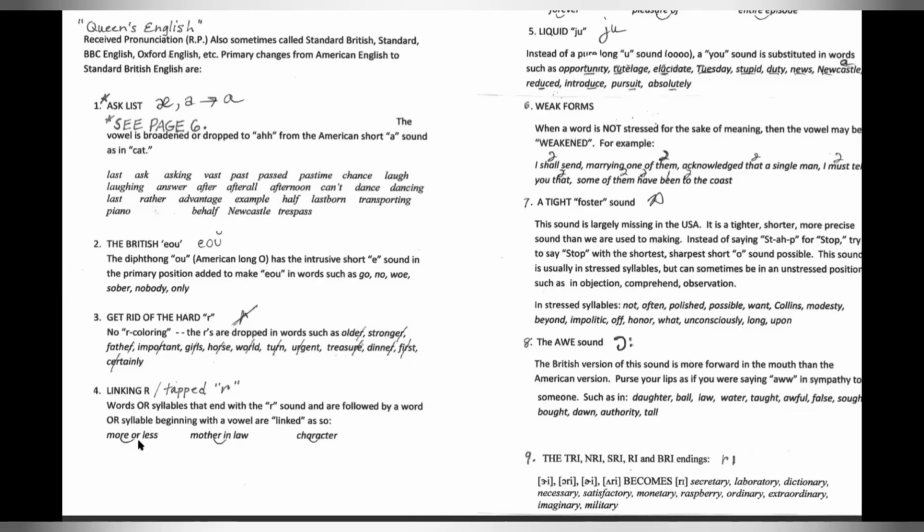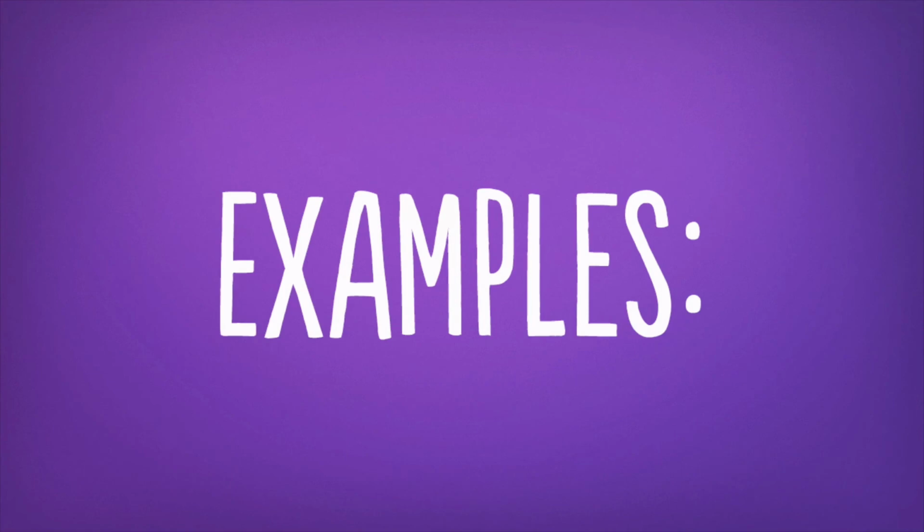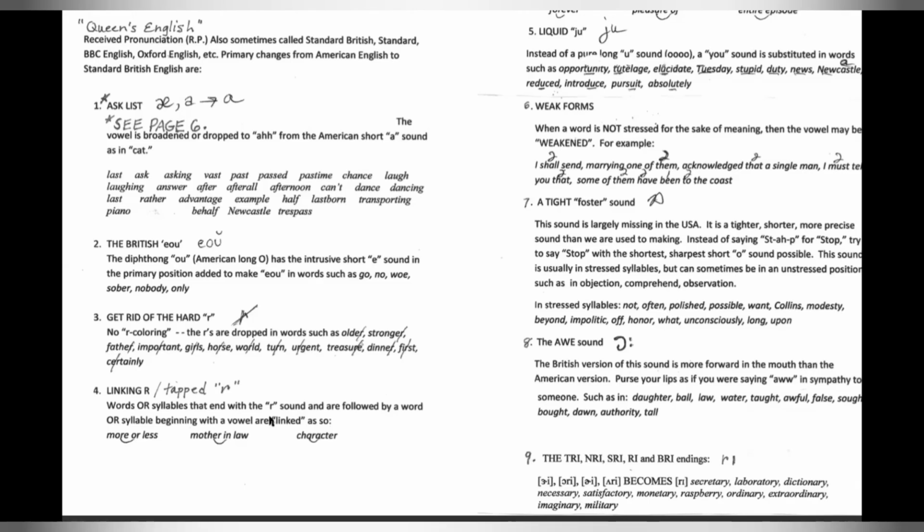Tap the R's. So in a word, the words or syllables that end in the R sound and are followed by a word or syllable beginning with a vowel are linked. Now that sounds really complicated, but it's not. In the doing of it, I think you'll find that it's very natural. More or less, yes, mother-in-law.